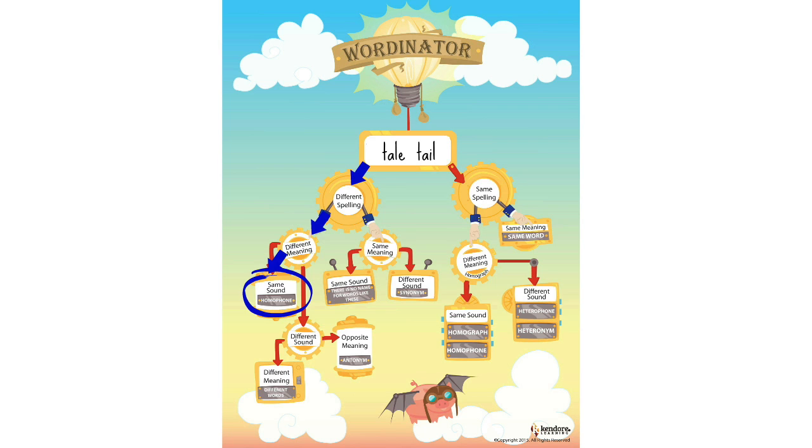Then if we look at one like wind and wind, they have the same spelling. Do they have the same meaning? That would be the same word if it were wind and wind, but they have different meanings. And we look down at our different meaning, do they have different sounds or the same sound? So if they have different sounds, which they do, wind and wind, they would be called either heterophones or heteronyms.